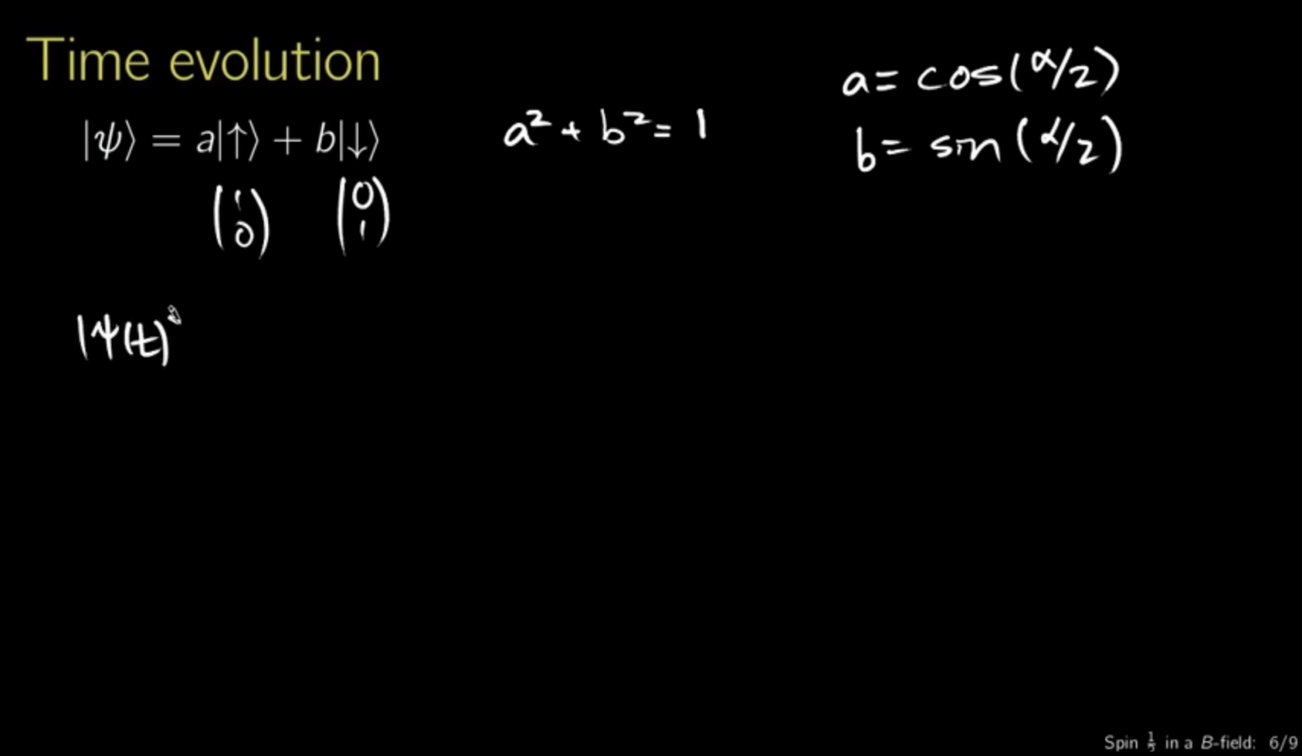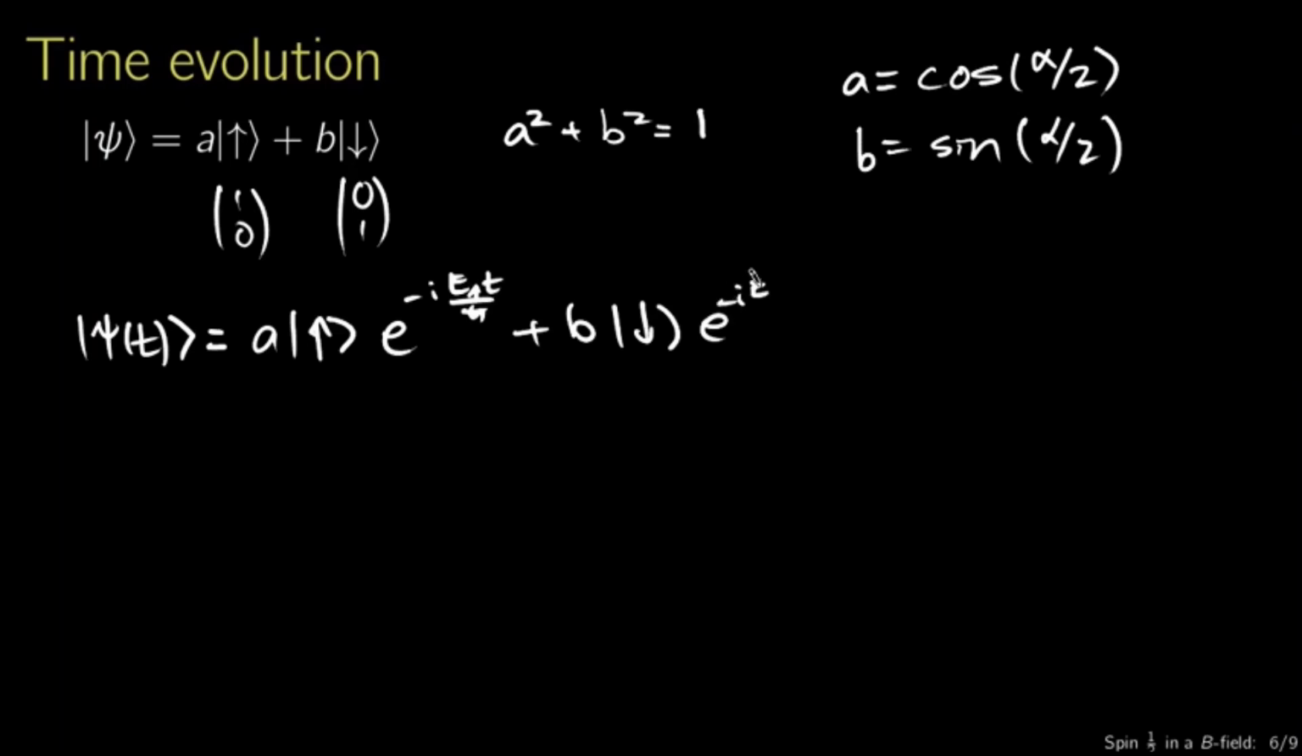My psi of t, then, is going to be the time evolution of each of these states. A times the time evolution factor that we're familiar with. I'll write this as a up arrow times e to the minus i E up t over h bar plus b times down e to the minus i E down t over h bar. This is the same sort of time evolution expression we've been working with for a while now. If I work in this basis, the up and the down are going to be replaced by their column vectors, which are simple.